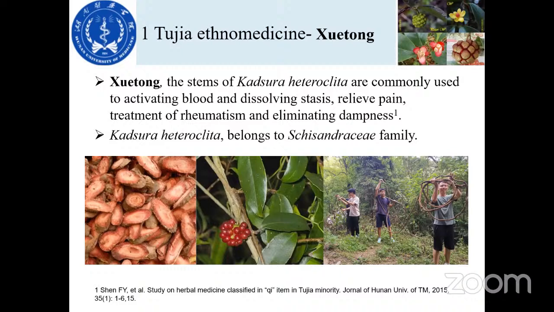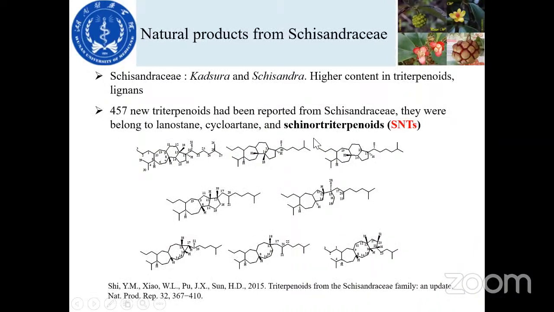Kadsura heteroclita belongs to the Schisandraceae family. As we can see, this is the fruit of the plant, and these are stems. We collect the stem from the forest. It's very long and very thick. The natural products from Schisandraceae, there are only two genera, Kadsura and Schisandra, in this family. And the plants in this family are high in content of terpenoids, lignans, and flavonoids.